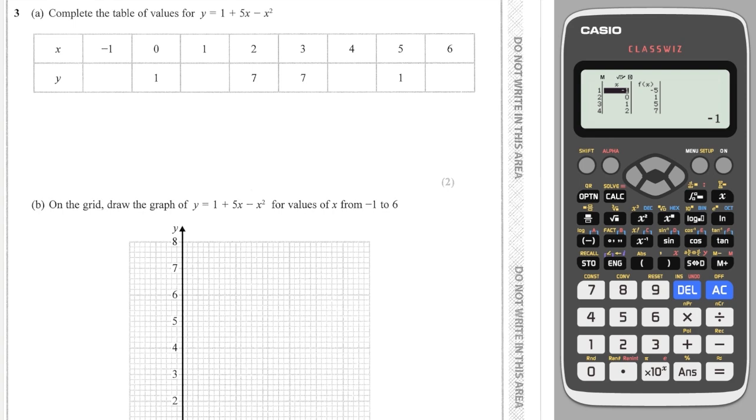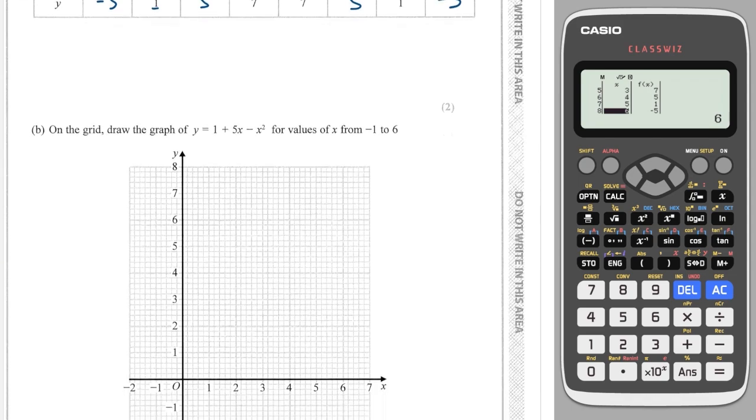So we have minus 5, 1, 5, 7. And then we scroll down and we get 7 again, and we get 5, 1, minus 5. Perfect. And then all we need to do is plot these.